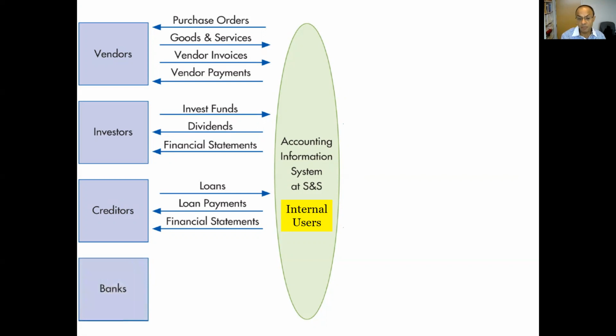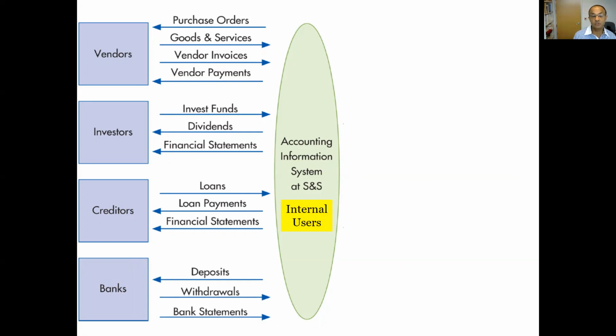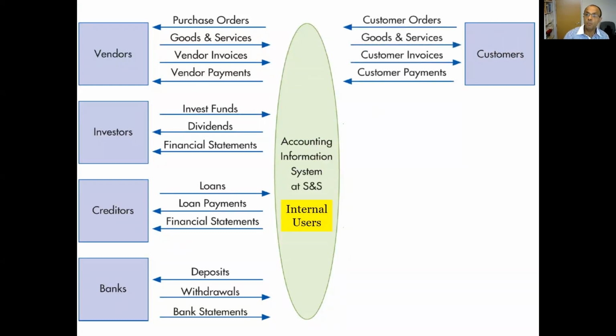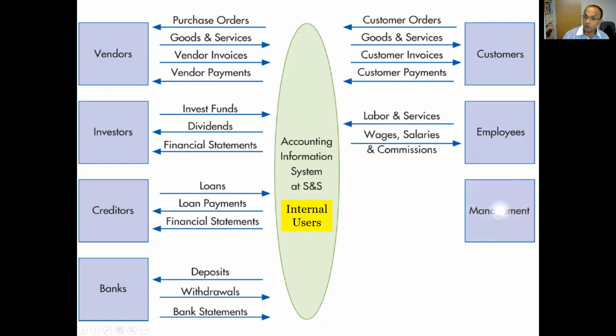Look at the next one, banks. For the banks, we deposit our money, we make withdrawals, and by the end of every month, we get the bank statement to know where we are. So as you can tell, the transactions between internal and external users include information and documents, and the accounting information system should control both of them. Then if we look at customers, more or less, they do as the supplier. They send us the order, we send them the goods and services along with the invoice, and then we collect our payments.